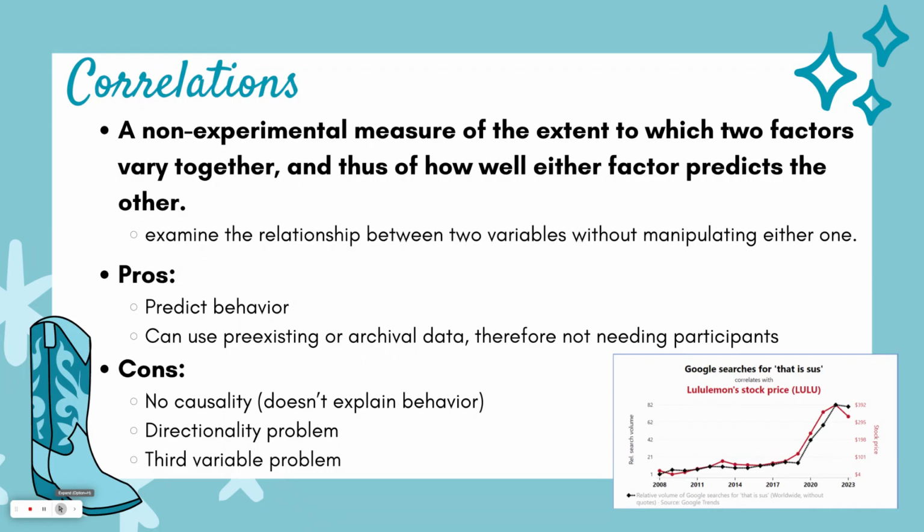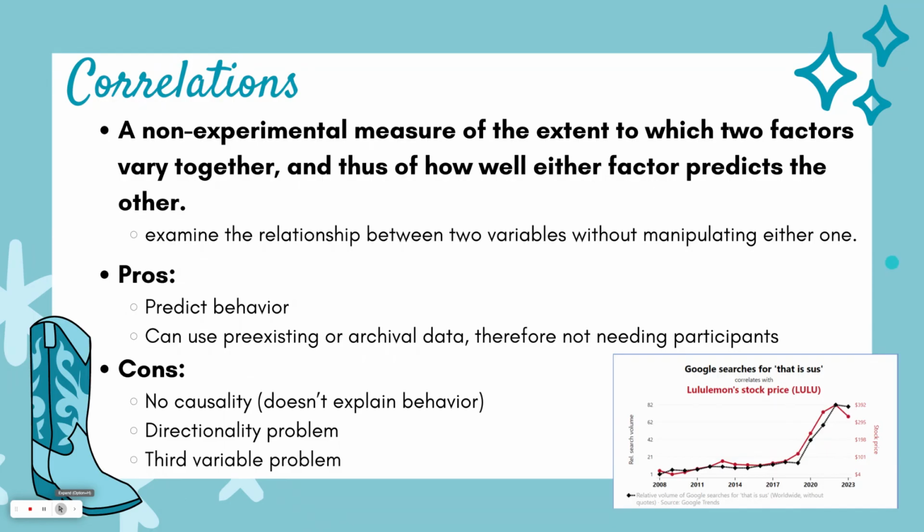The pros for using correlations is they are great at predicting behavior, and we can use pre-existing or archival data that was gathered by various means. Therefore, we don't need any participants in order to do it. The cons, just like our other non-experimental measures, is that it does not lend itself to causality, meaning it cannot actually explain behavior. And there could be what's called a directionality problem, meaning we don't know which variable is really impacting the other, as well as something called a third variable problem that we'll talk about here in just a moment.